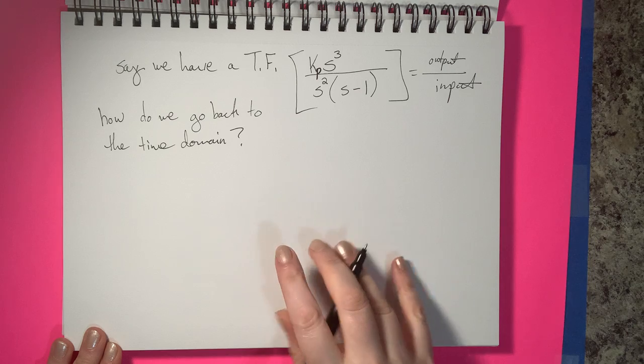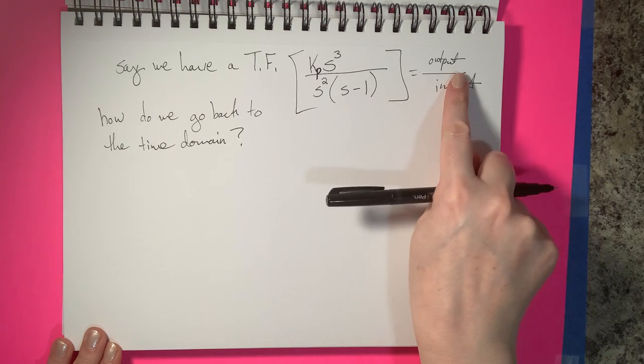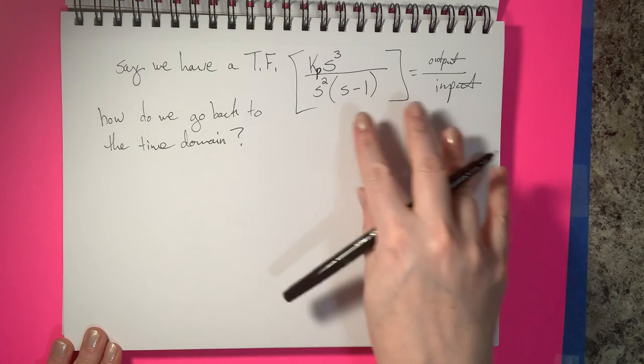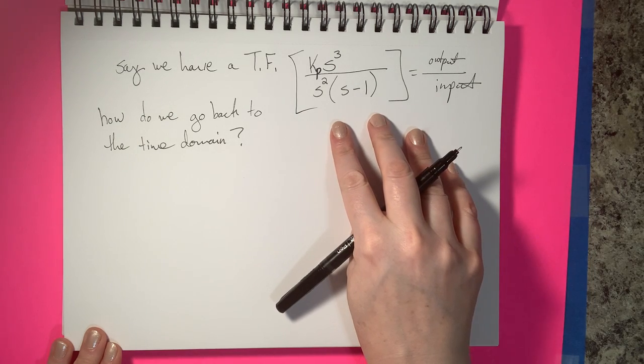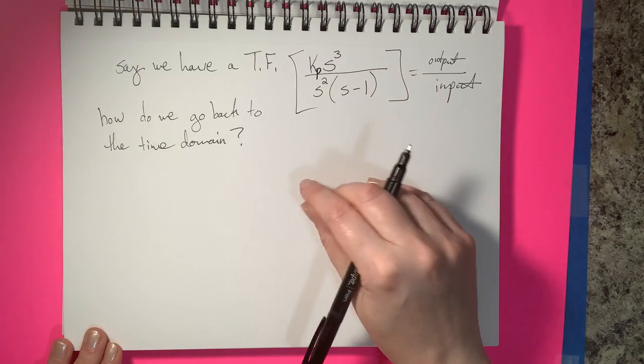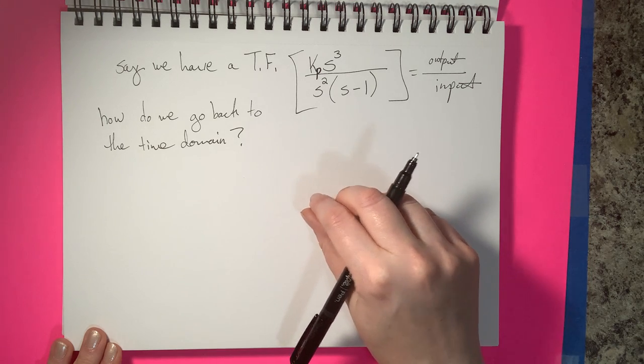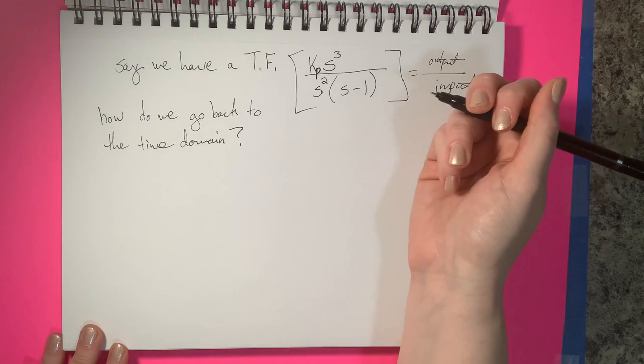Okay, it's actually quite simple. Knowing that we have the output over input, that ratio already represented, we can just do our cross multiplication and then we can work backwards. If we need to do an inverse Laplace transform, we can do that. Okay, so let's write this out.